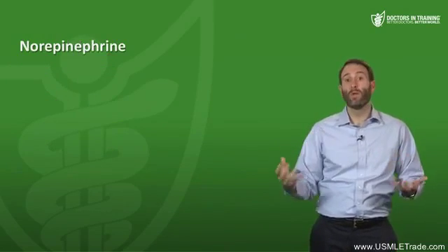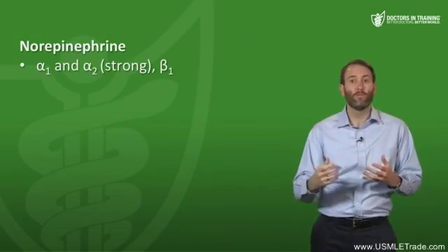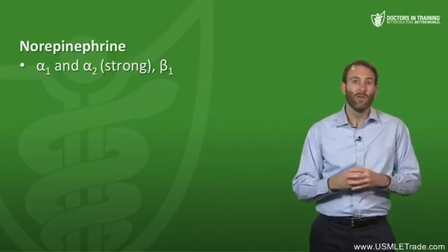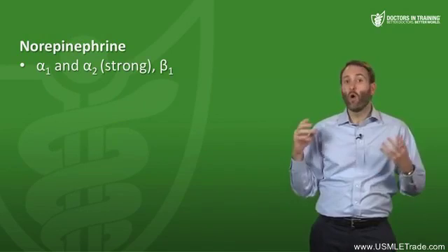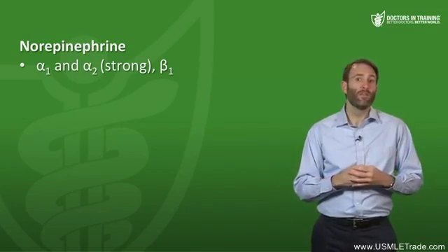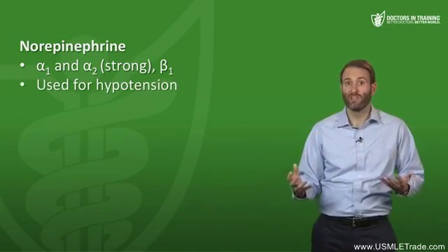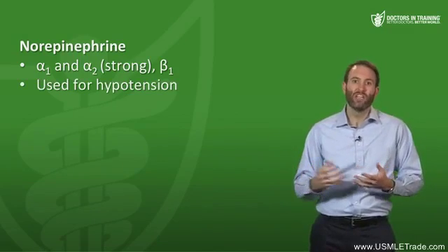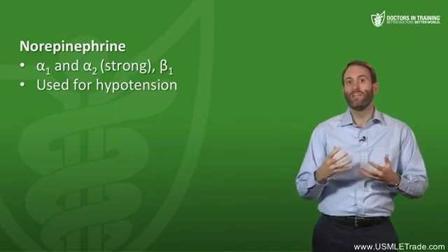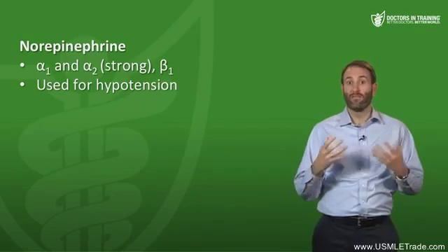Next one we have is norepinephrine. So here we see a lot of strong alpha-1, a lot of strong alpha-2 stimulation, maybe a little bit of beta-1, but not a whole lot of beta-2 here. Now, norepinephrine can also be used for hypotension because it has such strong alpha-1 stimulation, it's going to potentially decrease renal perfusion due to that vasoconstriction.